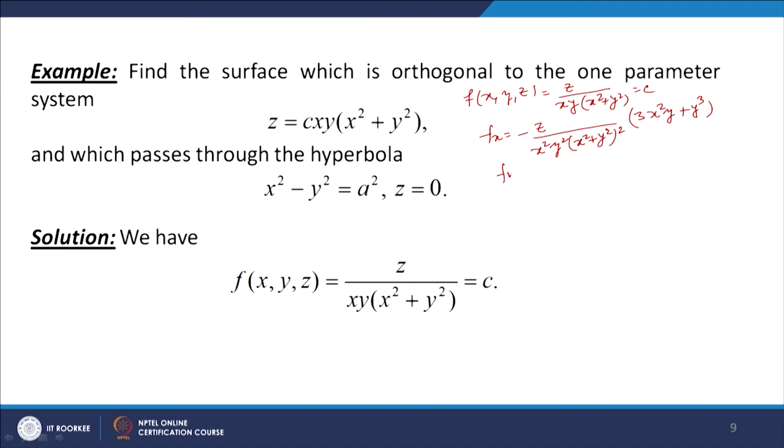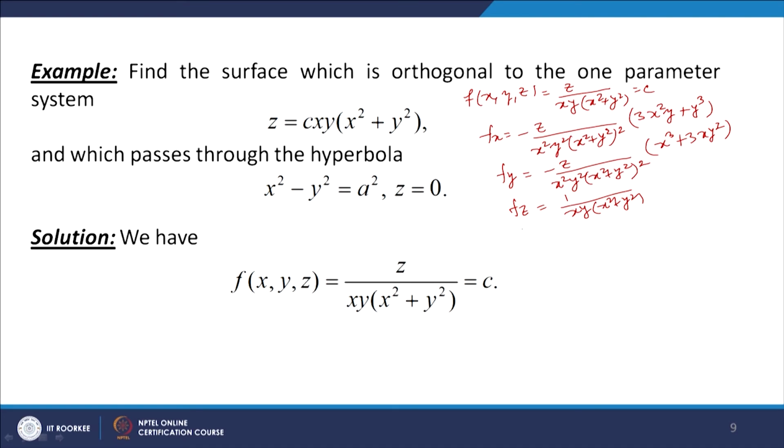Okay, and then we have fy similarly. So minus z upon x square y square (x square plus y square) whole square, and then we have the derivative with respect to y. So we have x cube plus the derivative of x y cube, so 3xy square. And fz similarly: fz can be written as 1 over xy into (x square plus y square).